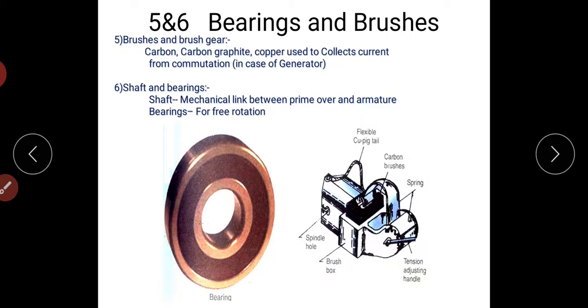Next one, shaft and bearings. The shaft is a mechanical link between the prime mover and the armature. Next, bearings: by using bearings, free rotation is possible.